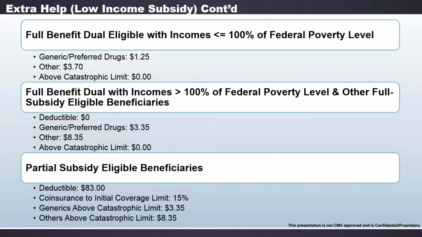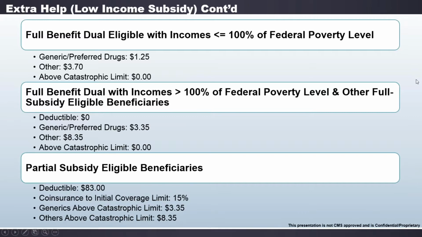And then, if they do hit that 100% poverty level and other full, so they qualify for those subsidies for eligible beneficiaries, they don't have any costs on that deductible. It's zero. Generic and preferred drugs would be about $335 for them instead of the, what was it, $835, I believe it was. So the $835, and some of the other costs would depend on the different prescriptions that would be in there.